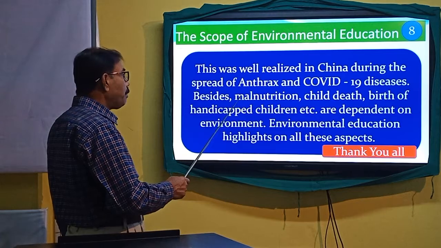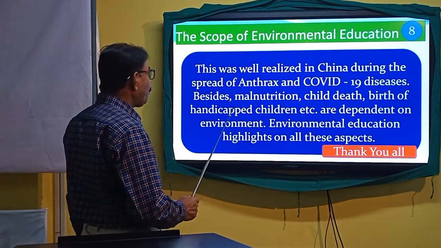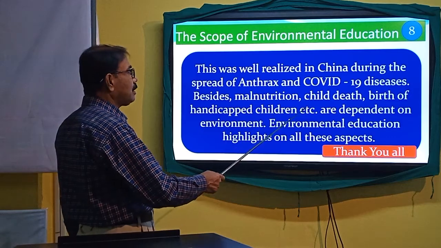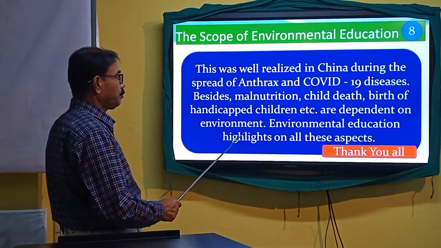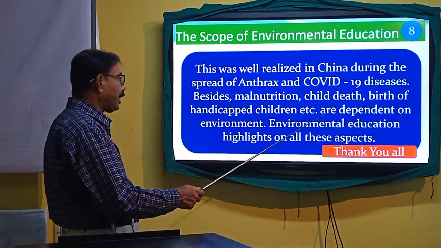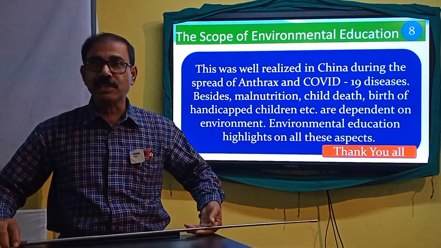Besides, malnutrition, child death, birth of handicapped children, etc., are dependent on environment. Environmental education highlights all these aspects.